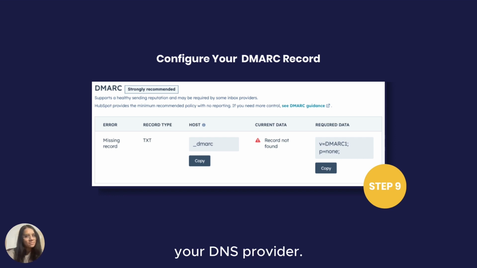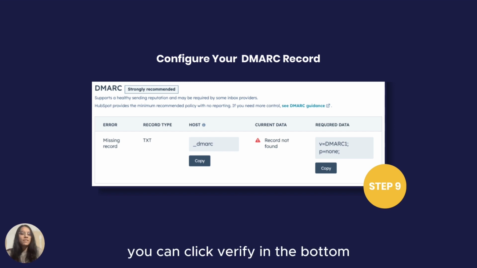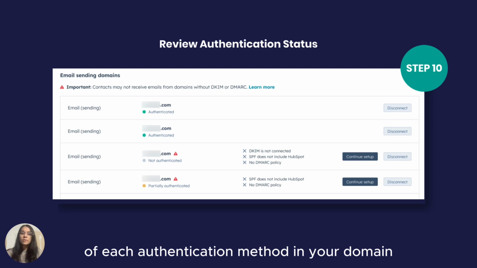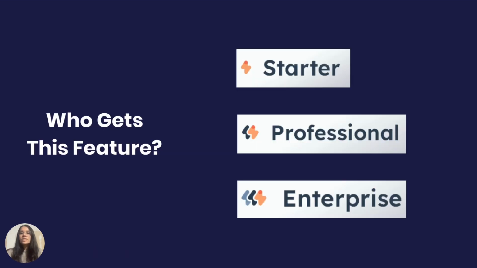As you configure each of the 3 DNS records, you can click verify in the bottom right to confirm that your records were added correctly. DNS records can take several hours to be fully verified. You can exit the domain setup and review the status of each authentication method in your domain settings. This feature is now available to use for Marketing Starter, Marketing Pro, and Enterprise users.